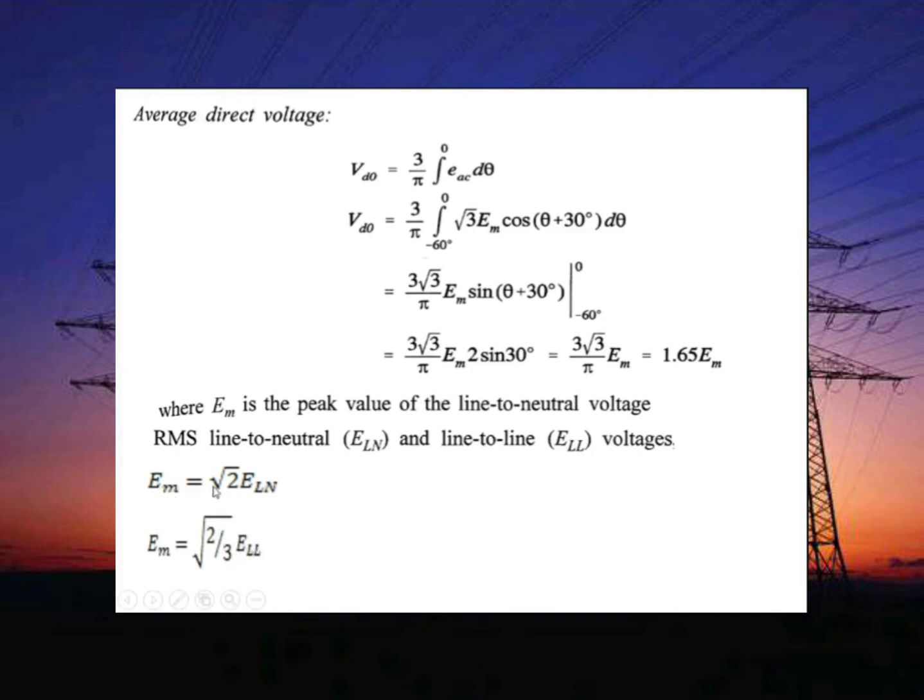By putting the value of EM in this equation, you will get VDO is equal to 3 root 6 by pi ELN and 3 root 2 by pi ELL, where ELN is the line to neutral voltage and ELL is the line to line voltage. So this is the derivation of the ideal no load direct output voltage. Now we derive the expression of peak to peak ripple voltage.